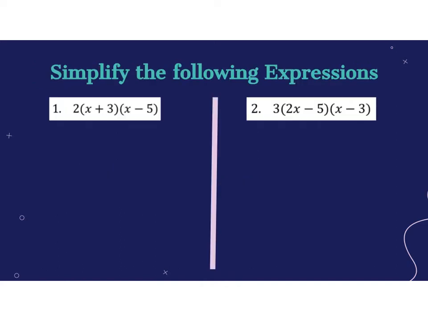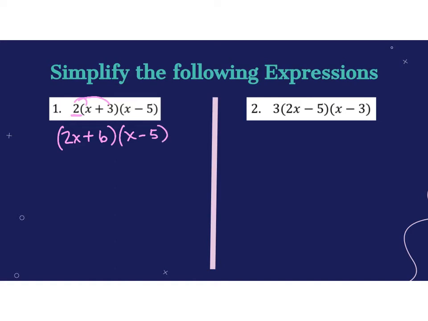Okay, so looking at number 1, I have the expression 2 times the quantity x plus 3 times the quantity x minus 5. So what I'm going to do first, I'm going to make my life a little bit easier, and I'm just going to take this 2 and distribute it to the first set of parentheses. When I do that, I end up with 2x plus 6, and then the same quantity behind, x minus 5. I didn't touch the x minus 5 yet.